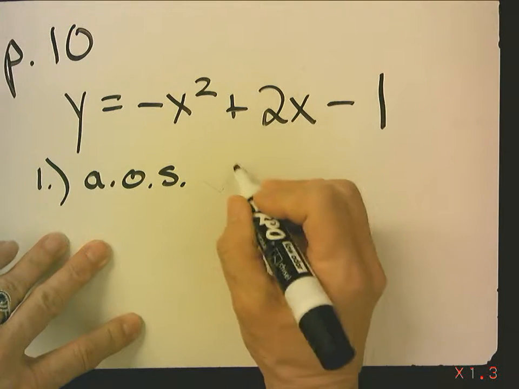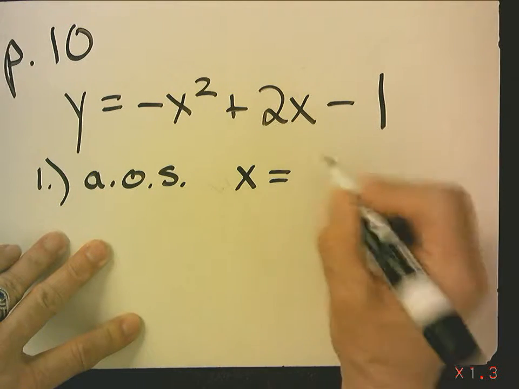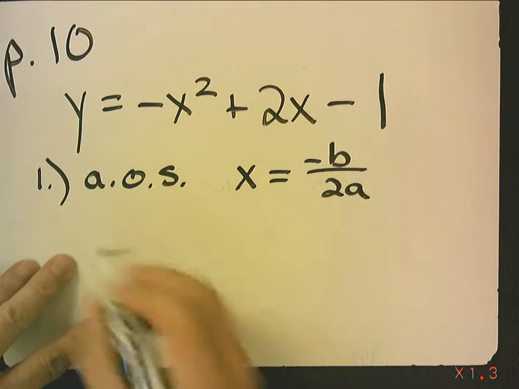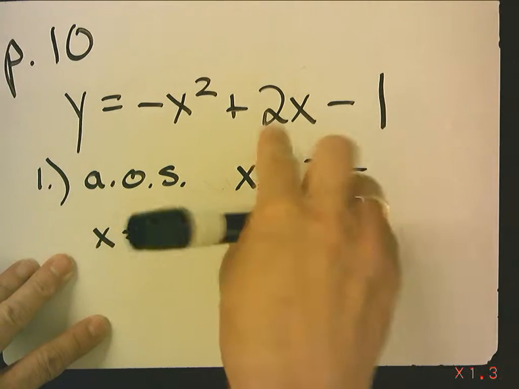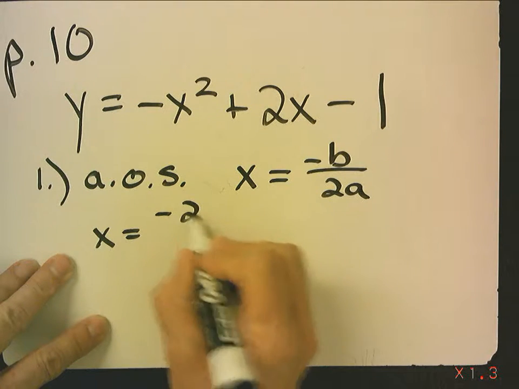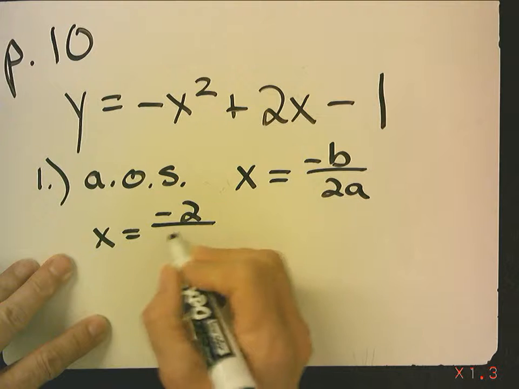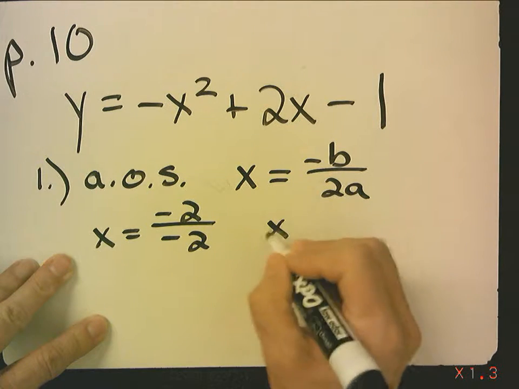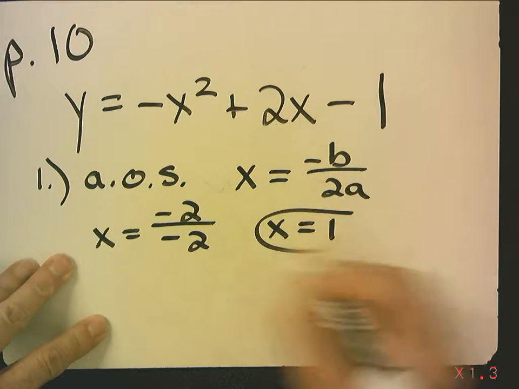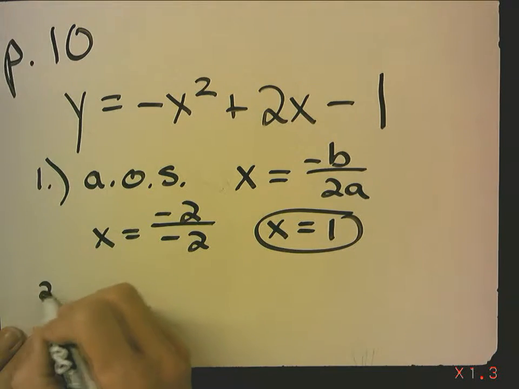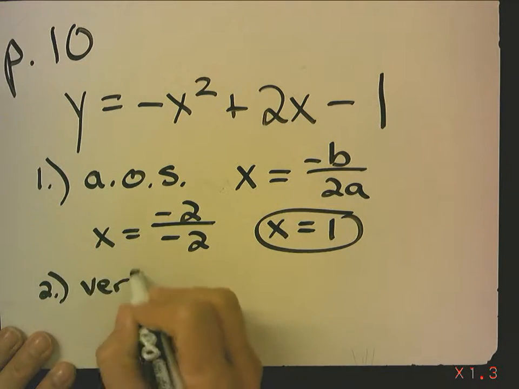And the axis of symmetry is an equation, x equals negative b over 2a. So in this case, b is 2, so negative b is negative 2. A is negative 1, so 2 times negative 1 is negative 2, which means our axis of symmetry is x equals negative 1. Now step 2 is to find the vertex.